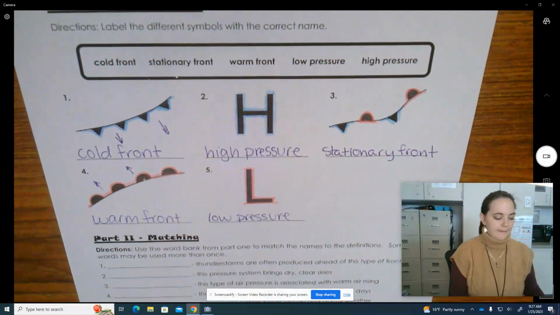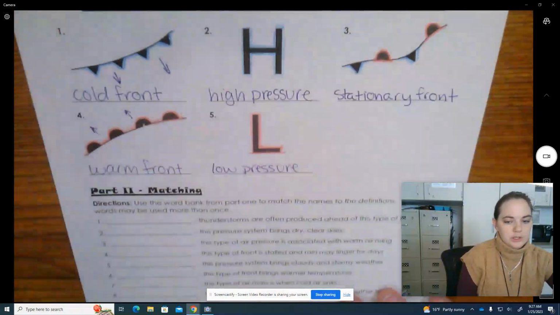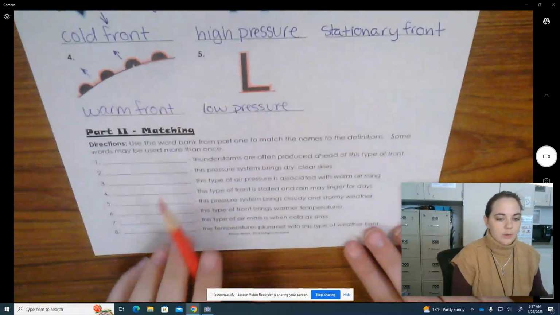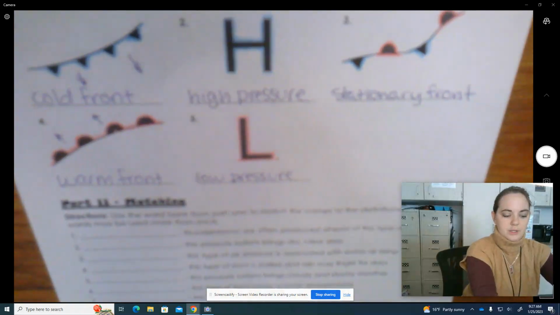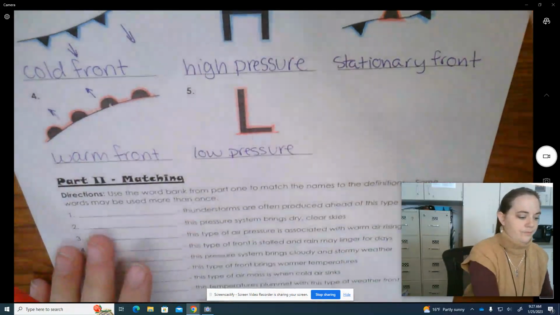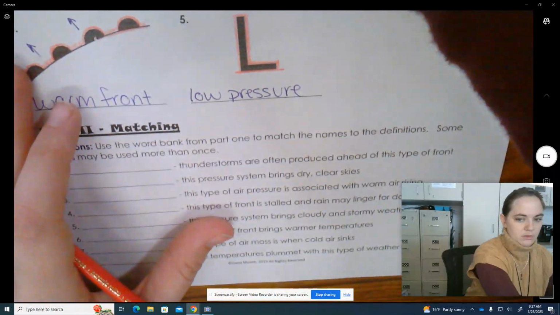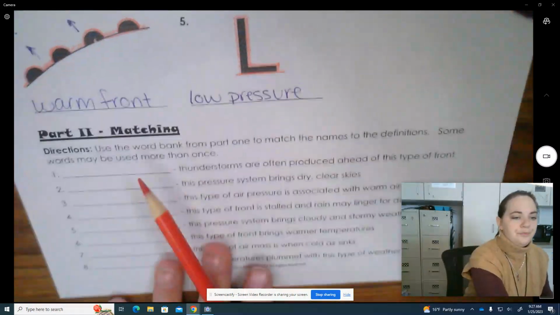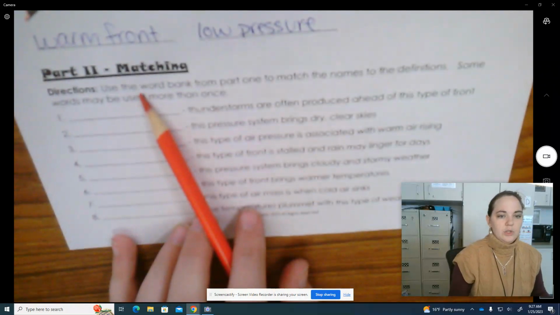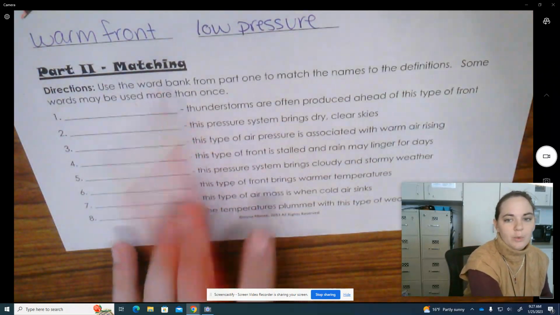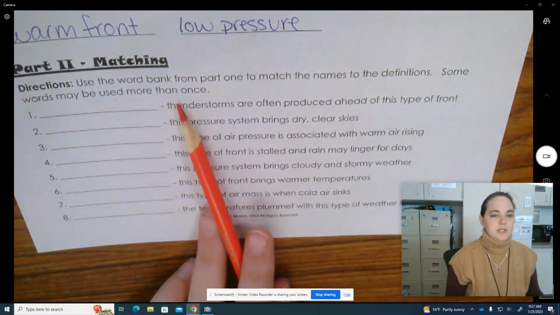Okay. So now that we've labeled all these, go down to part 2. And we're going to do some matching down here. So, part 2 is matching. You're going to use the word bank from part 1 to match the names to the definitions. Some words may be used more than once.